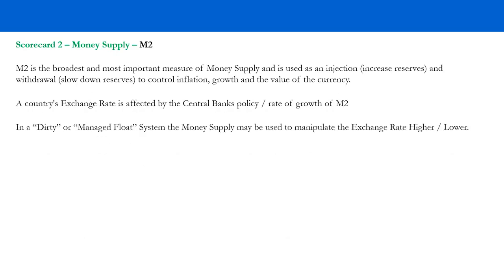Now, M2, as we saw earlier, is the broadest and most important measure of the money supply. And it's used as an injection, so increasing reserves, and a withdrawal to slow down reserves in order to control inflation and therefore growth in the economy, and even to affect sometimes the value of a currency.